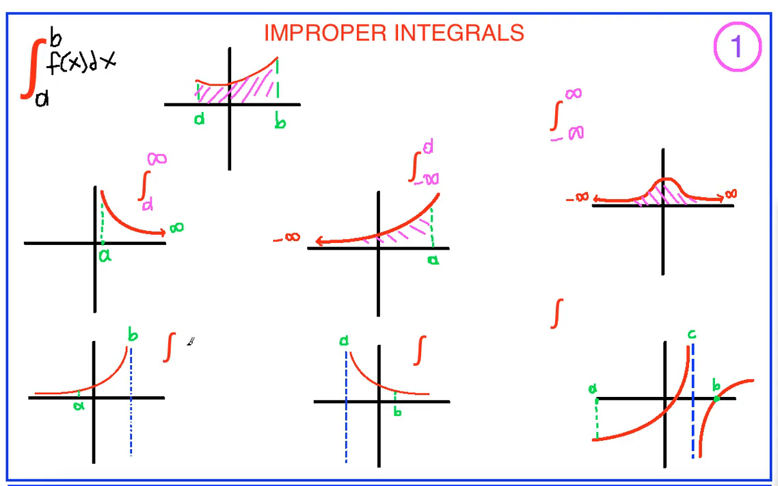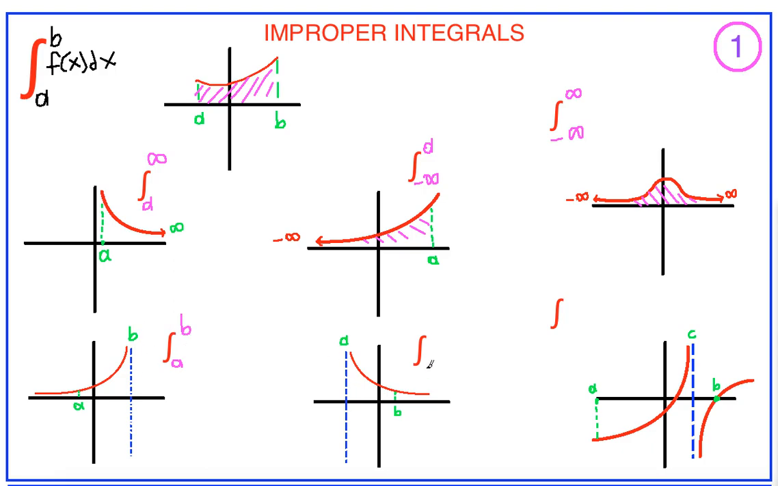How about this situation? We have an integral from a to b, and we have a vertical asymptote at b, which means there is a value here that makes the function undefined. Here we have a discontinuity. Can we calculate the area under this curve from a to b? Again, we cannot, because b is not our upper boundary, because it is the value that makes the function undefined.